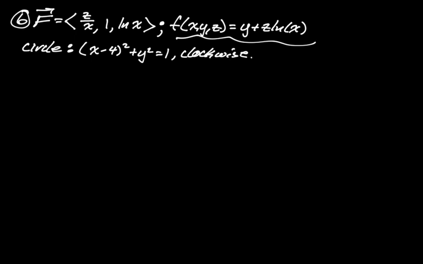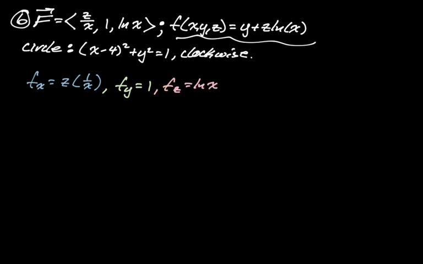So we need the gradient of this. So partial x for this is going to be z times 1 over x, because the derivative of y is just 0 if x is our variable. Partial y is just 1 because there is no y in the z natural log of x term. And then partial z is just going to be the natural log of x because the derivative of y will be 0 and the derivative of z will be 1. So we just get 1 times natural log of x.